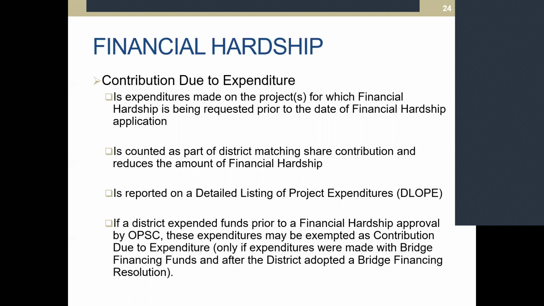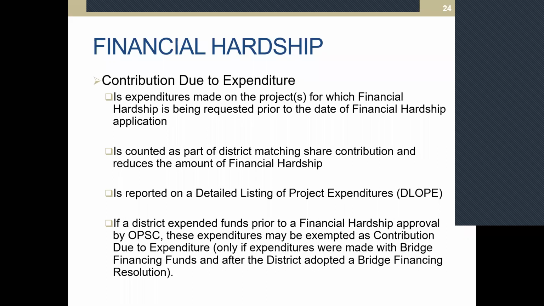And then all project expenditures are part of the package when you submit your requested documentation, and as part of the phase 2 checklist we're asking for the district to report any expenditures made to date on the projects, and any expenditures should be listed on that detailed listing of project expenditures. And you may hear someone at OPSC referring to that detailed listing as the DLO, but that's where your project expenditures should be listed.